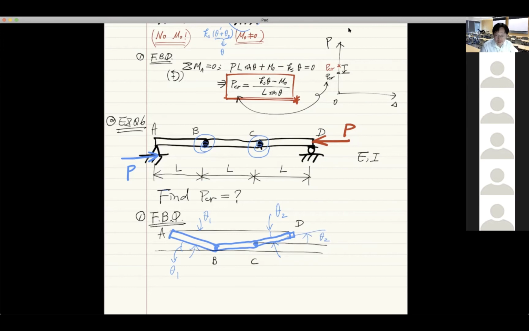Right? It must be. Now, what is the angle here? There's also another angle, which is from here to here. You know that it's not going to be 0. So what is this angle? This angle is going to be θ1 minus θ2. So that's this angle.